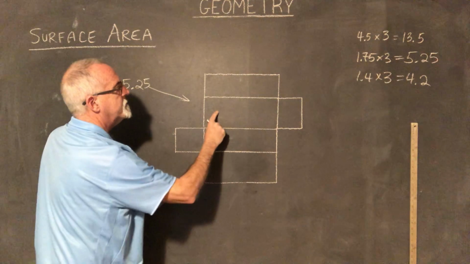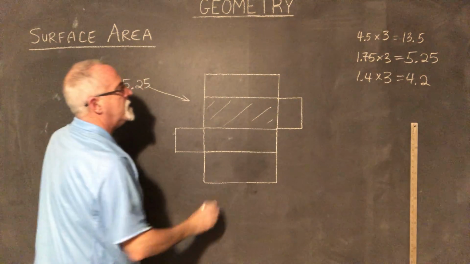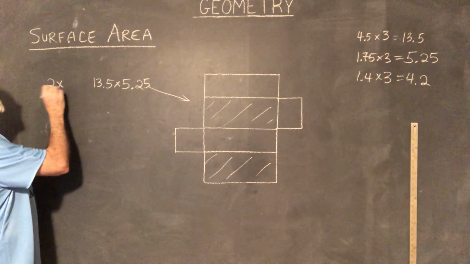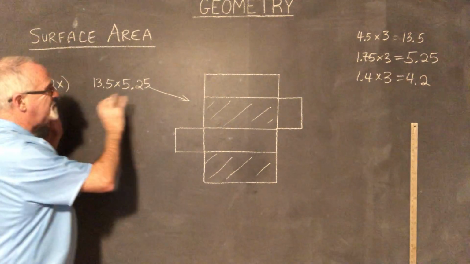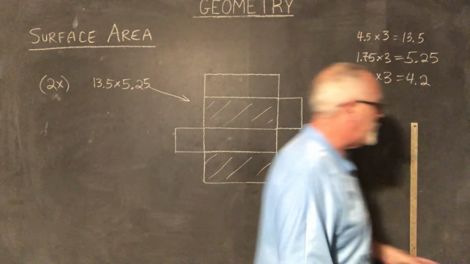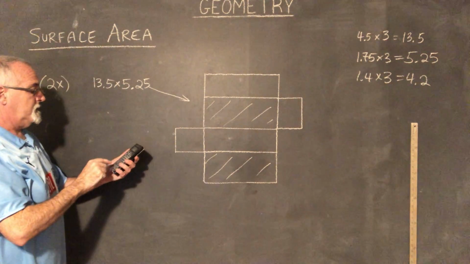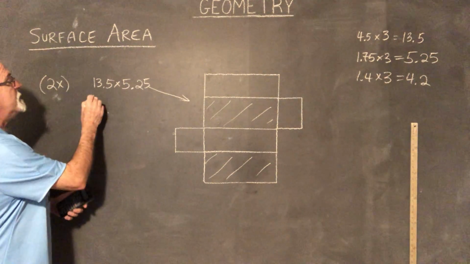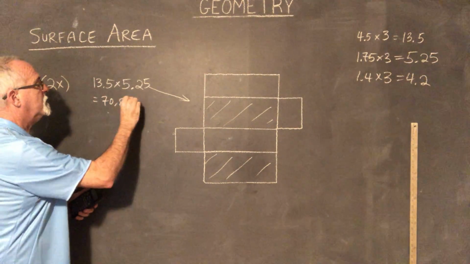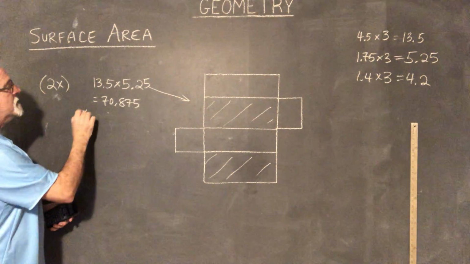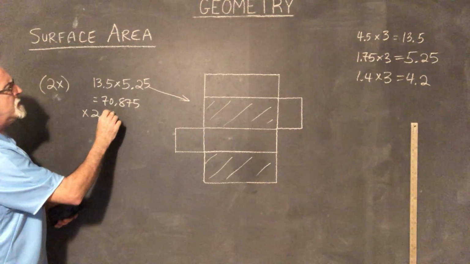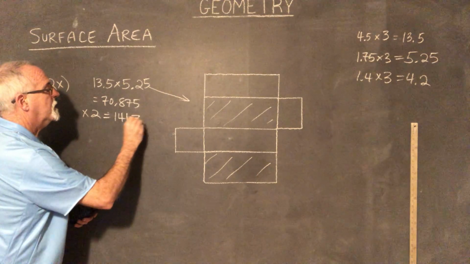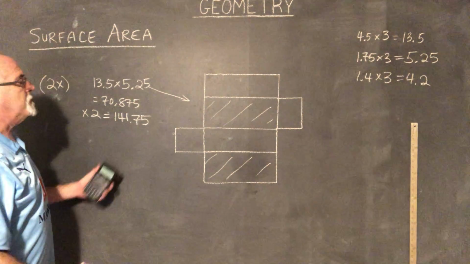That's going to be this one, the one that I'm shading right now, but there are 2 because there's this one as well. So I'm going to end up doubling that, but I don't want to make it look like it's a formula. I'm just going to do the area of the rectangle, and then I'll double it later. So 13.5 times 5.25 equals 70.875. But 2 times that, so I'll just say times 2, equals 141.75. I won't write the unit of measure, I'll just do that at the end.